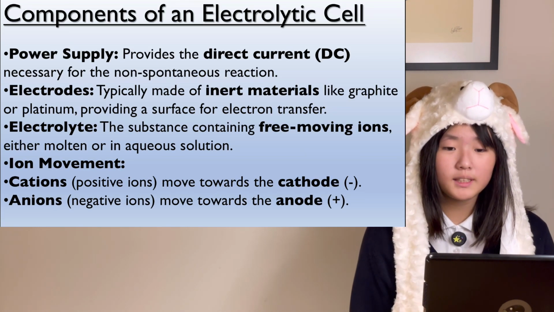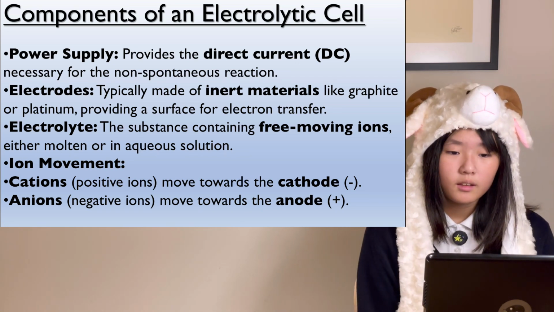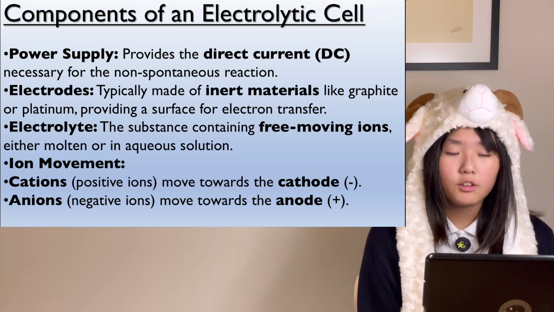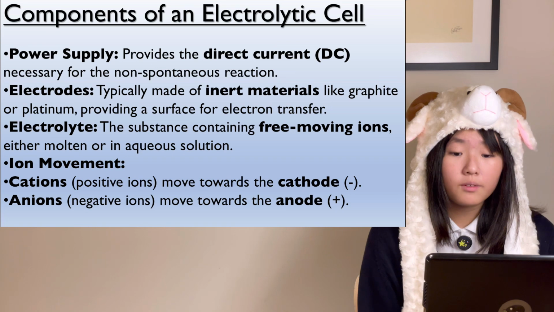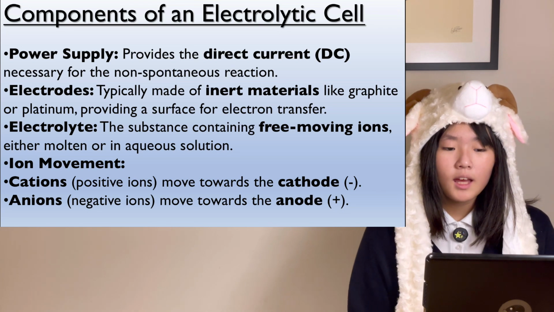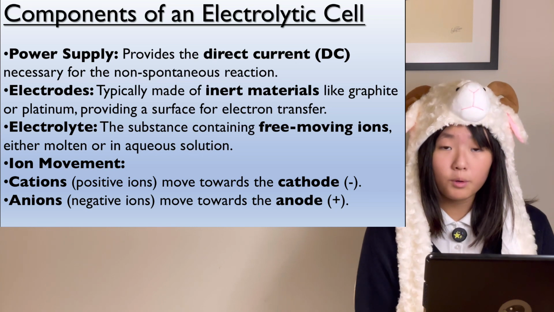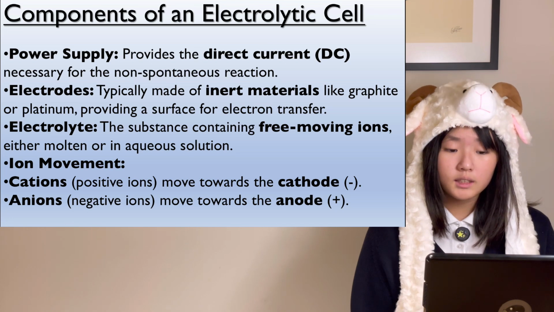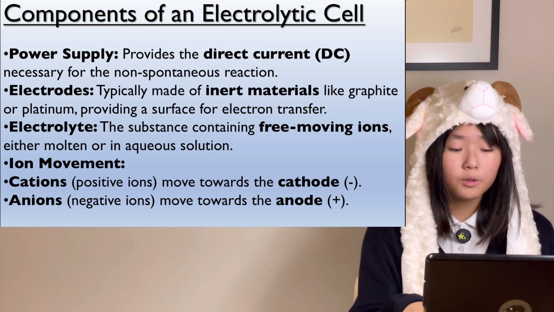Now I'll tell you about the components that you need to perform electrolysis. You need a power supply. This should provide a direct current that is necessary for the non-spontaneous reaction. You need, obviously, two electrodes, an anode and a cathode. Typically, they should be made of inert materials like graphite or platinum, providing a surface for electron transfer. You need an electrolyte as well, the substance containing free-moving ions, either molten or in an aqueous solution. You need ion movement, with cations, which move towards the cathode, and anions that move towards the anode.